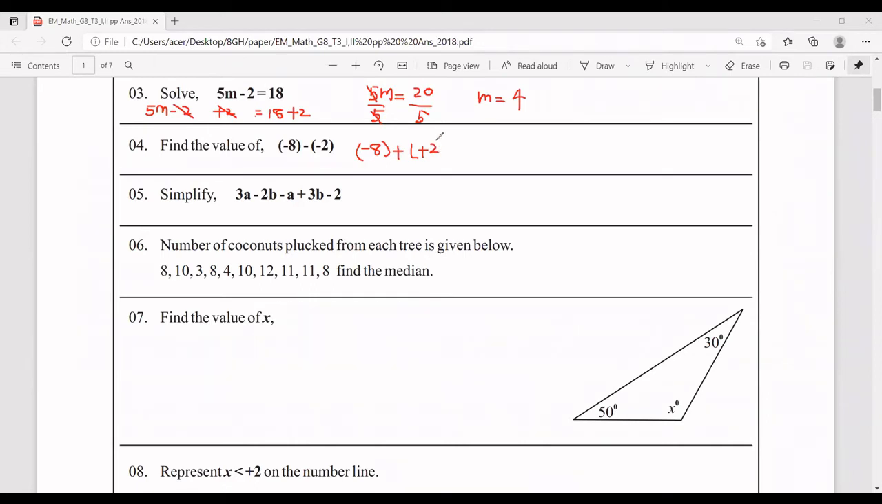Add the additive inverse. Okay. Now consider this and find the answer. Here there are minus 8. Minus 8. Minus 8 like this.